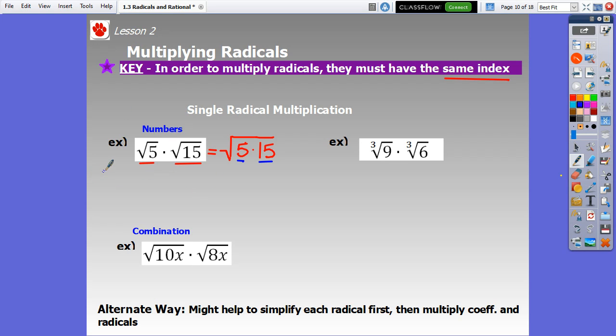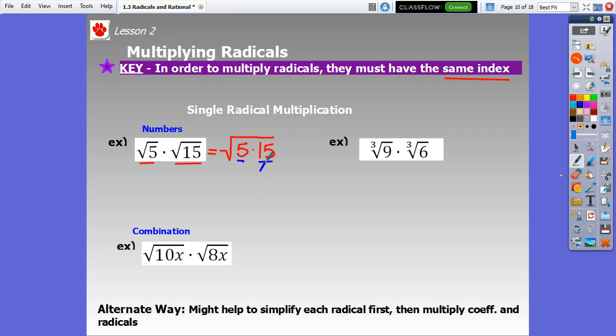Now, the reverse is also true. If I have a single radical and I want to split it up, I can split this up as long as the indices are the same for each factor inside of the radical. Okay, you can't do that with addition and subtraction because you cannot take a radical across the plus or minus sign, just like exponents.